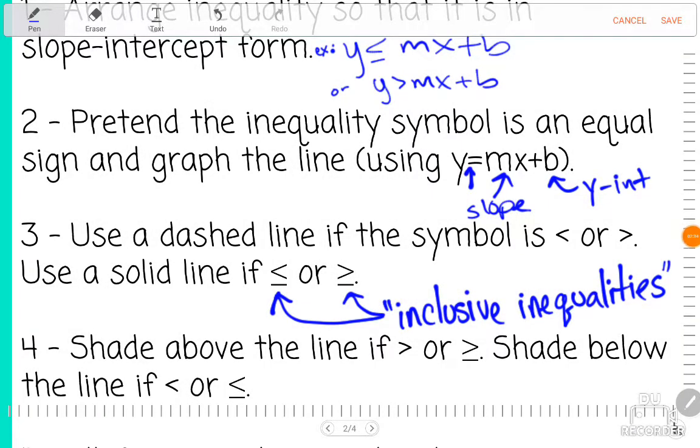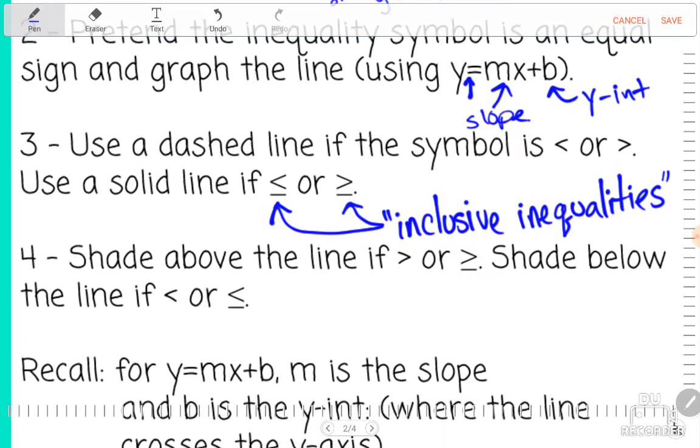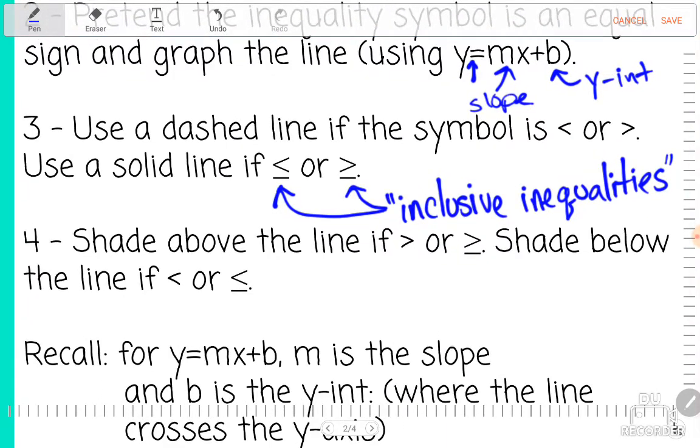Okay, so once we decide what type of line to make, we're going to also then shade. So if it's like y is greater than 2x plus 3, then we're going to shade above that because it's the values that are above, okay, they're greater than that line. If it's less than or equal to, then we shade below, okay? And we'll see this in the examples.